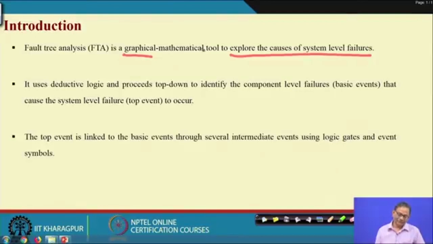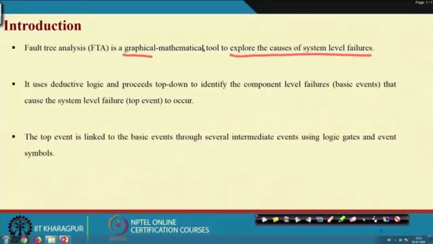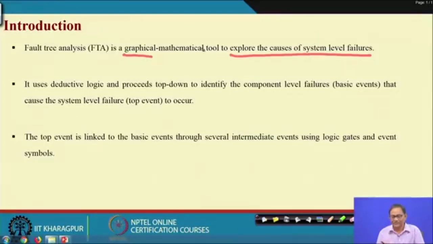Why is it mathematical? Because the different events, from top events to bottom events, including intermediate events, are linked with logic symbols like AND gate, OR gate and similar gate symbols. This helps us develop the mathematics of the higher level events. Here the mathematics means the probability of the event occurring. It may be the top level event, the intermediate level event or the basic bottom level event. So on one hand it is graphical, on the other hand it is mathematical, because this graphical tree structure can be mathematically represented.